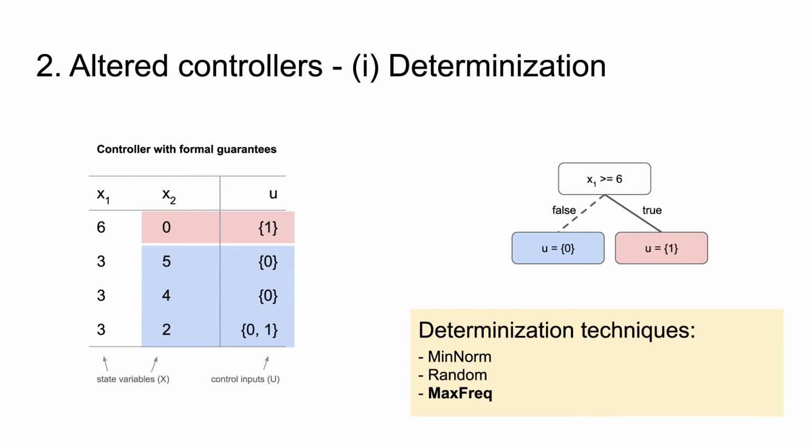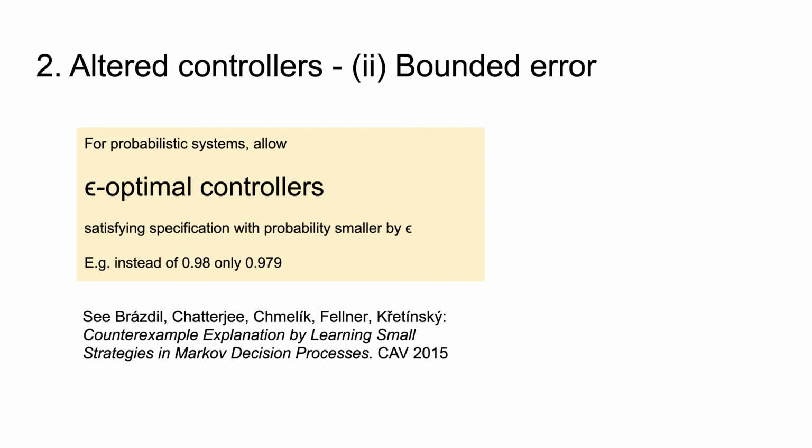Alternatively, you can use our own dedicated and extremely performant determinization technique MaxFrec, the details of which are available in the paper. Besides, in the case of probabilistic systems, we can also sacrifice a bit of precision and further dramatically decrease the size of the controller, as shown in previous work.